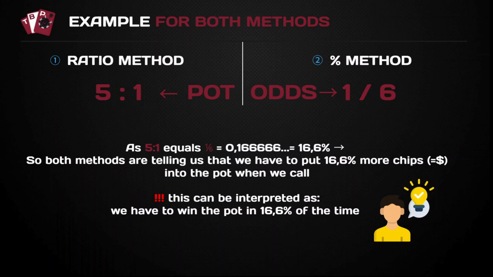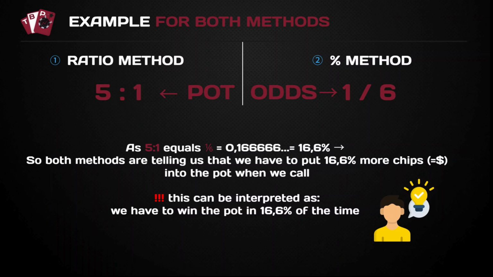That percentage number is fairly easy to interpret because this tells us that we have to put 16.6% more in the pot when we call. That applies for both methods and both numbers. So 5 to 1 and 1/6 pot odds mean both that we have to put 16.6% more in the pot.